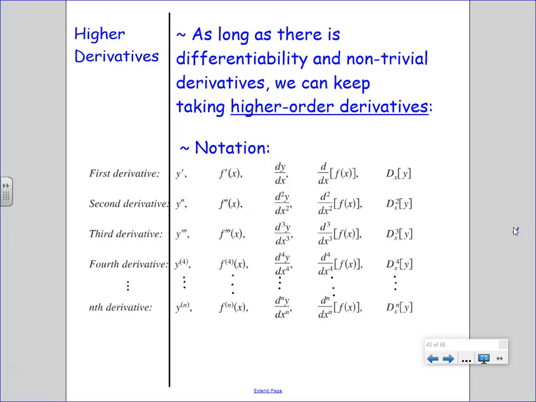As long as there is differentiability. Oh, what does that mean? As long as you can keep taking the derivative and it exists. That's what that means. As long as there is differentiability and non-trivial, we'll see it in a second, derivatives, we can keep taking higher order derivatives.